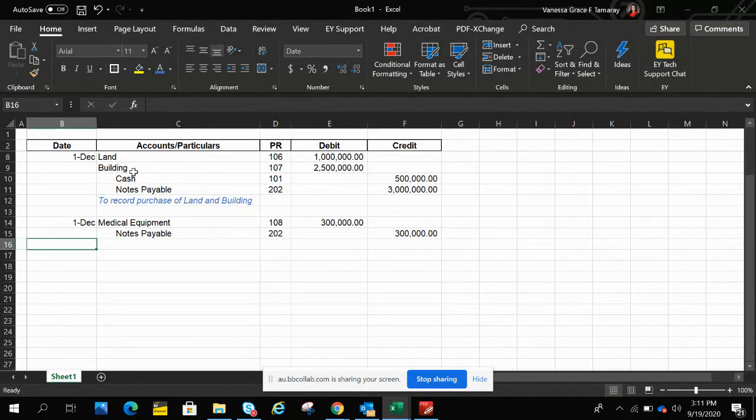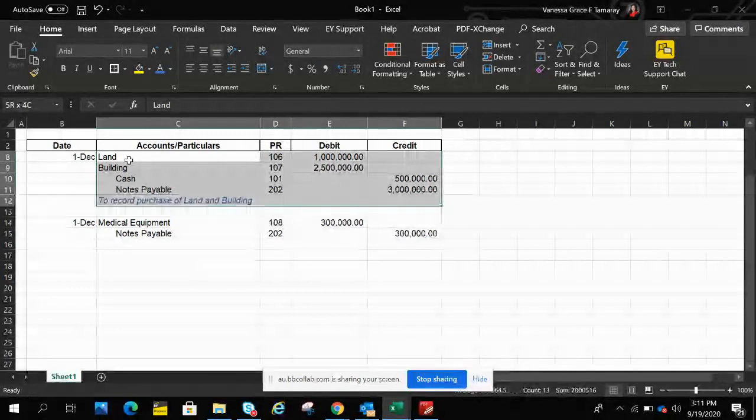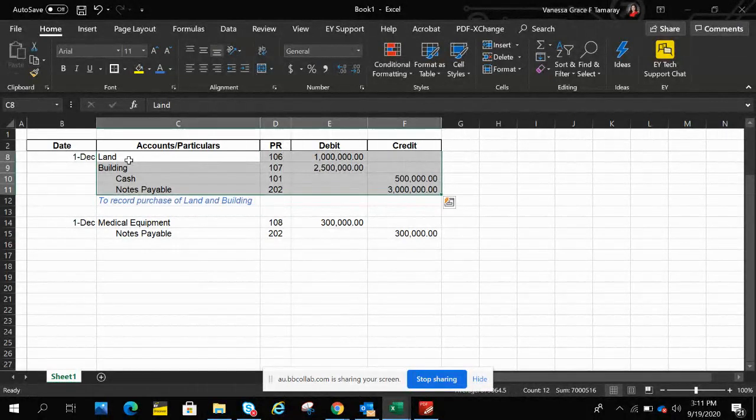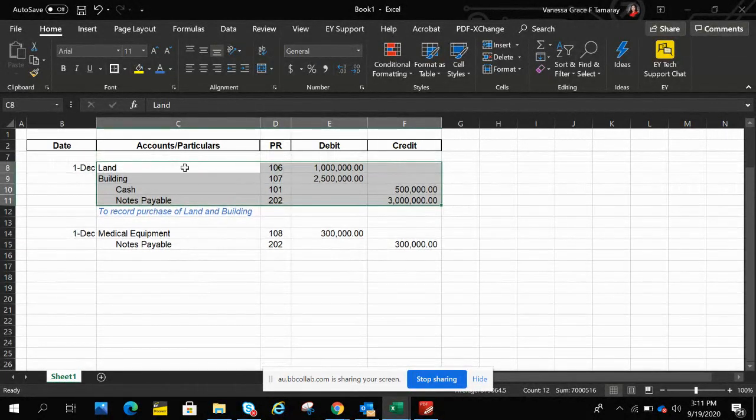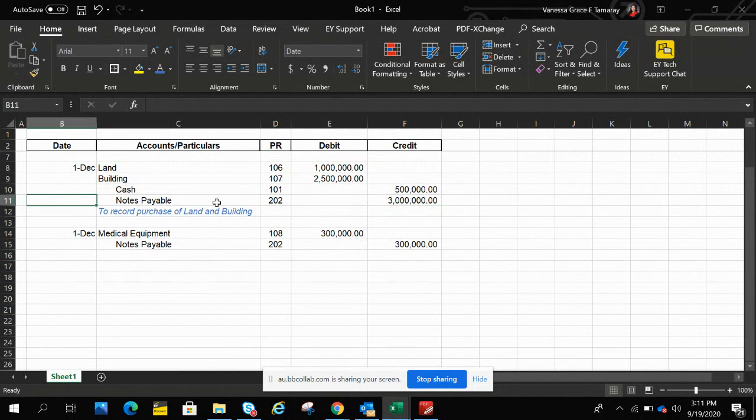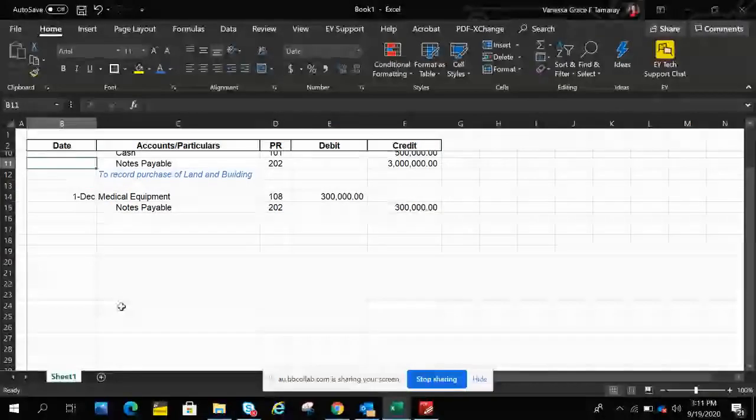Natanong ako, ano pala itong tawag mo dito sa entry na to? Itong kanina. This is what we call compound entry, because there is more than one account affected. Okay, compound entry.